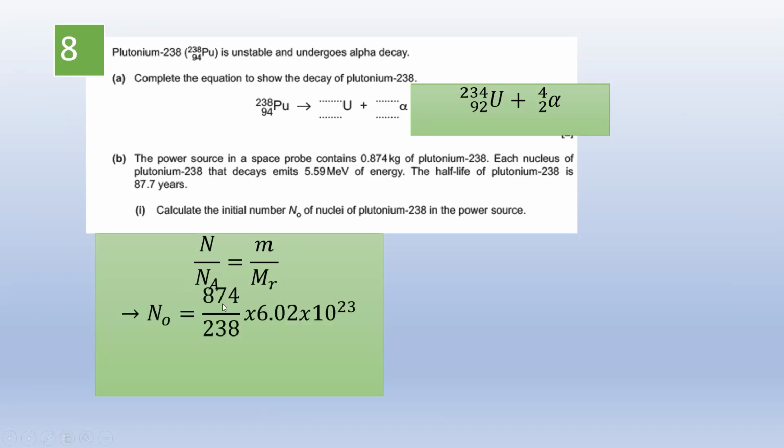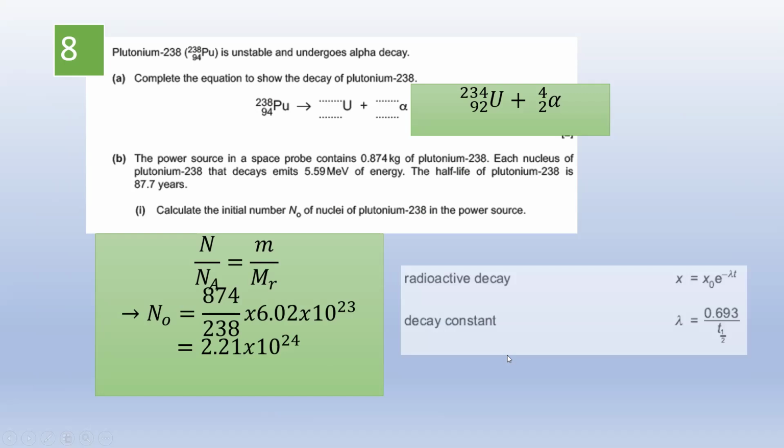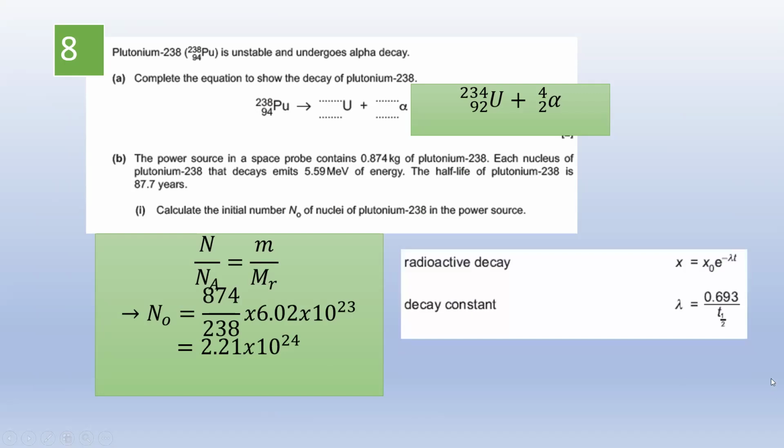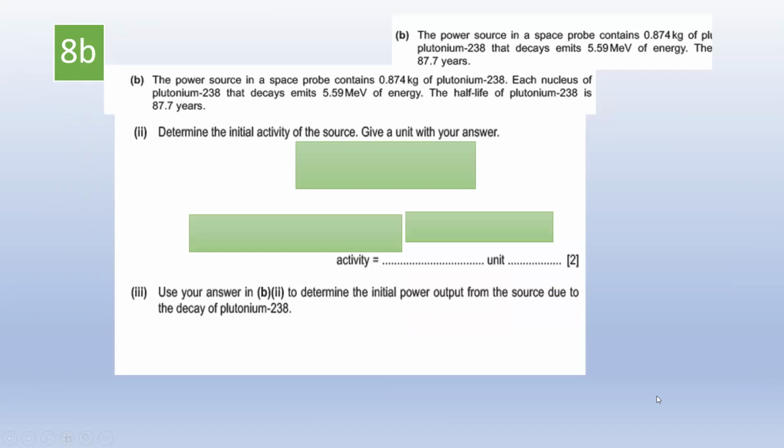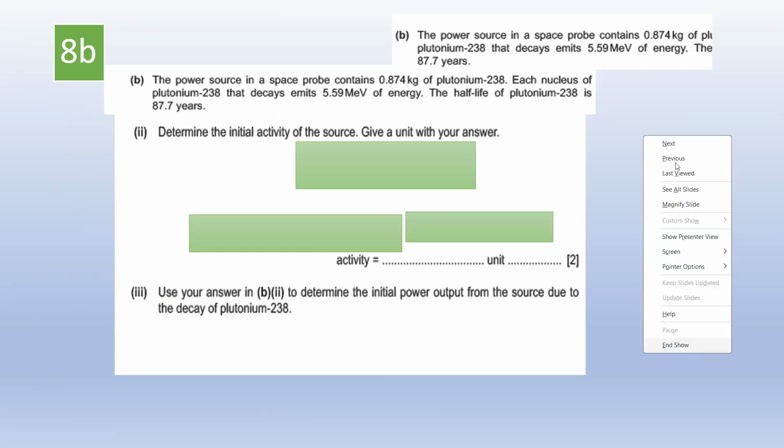N naught is M. M is this one in gram, divided by 238 in gram, then times Avogadro's number, which you get from a data sheet. Calculate out, that's N naught. Okay, so this is given. I repeat this one. Sorry, forgotten to remove.